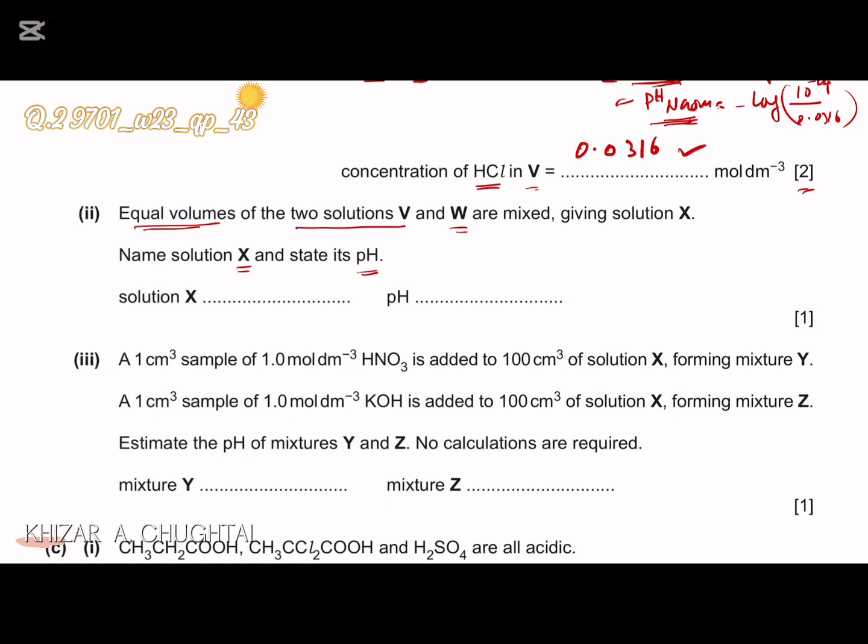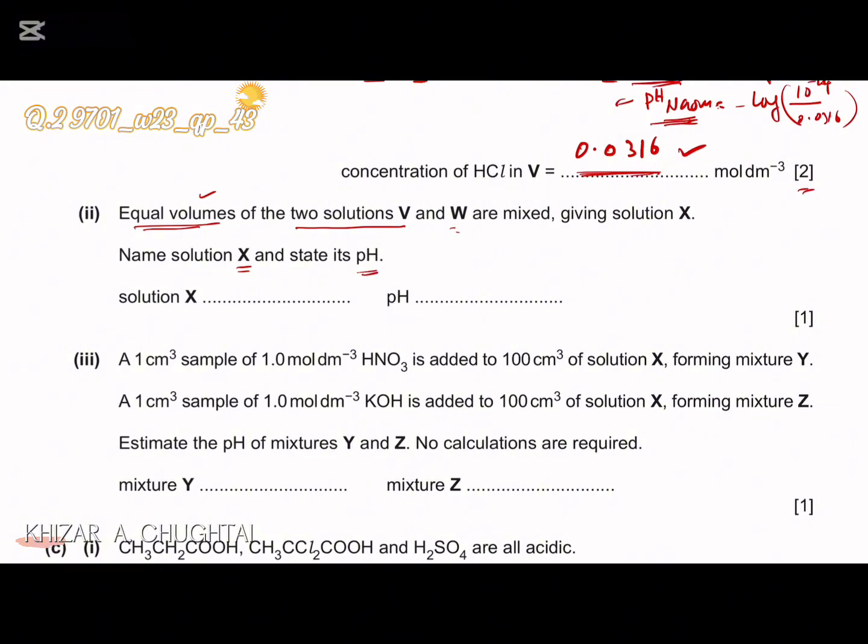For example, I am taking 10 cm³ of both, as they have the same concentration. So if I'm taking the same volume, their moles will be exactly the same. After mixing, they will neutralize each other, and there will be no more acid or alkali in that solution. So solution X will be the salt solution: HCl plus NaOH will meet together to make NaCl. So there will be NaCl salt.